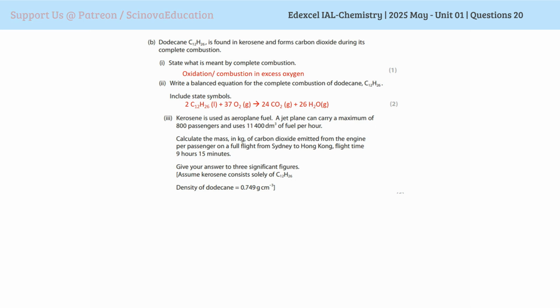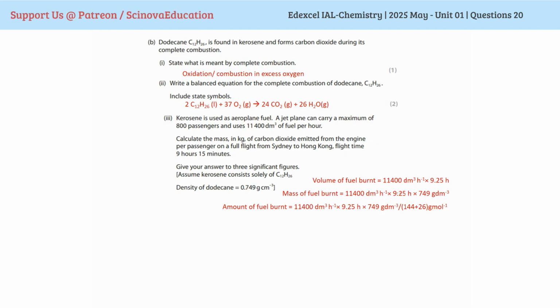First of all, you will have to find the total volume of fuel burnt. Per hour, this jet plane is burning this much of fuel, and that into 9.25, you get the volume of fuel burnt. Then using the density of dodecane, considering that you are allowed to assume that kerosene contains only dodecane, but actually it is a mixture. Major component is dodecane. Therefore, they are asking you to assume kerosene contains only C12H26.